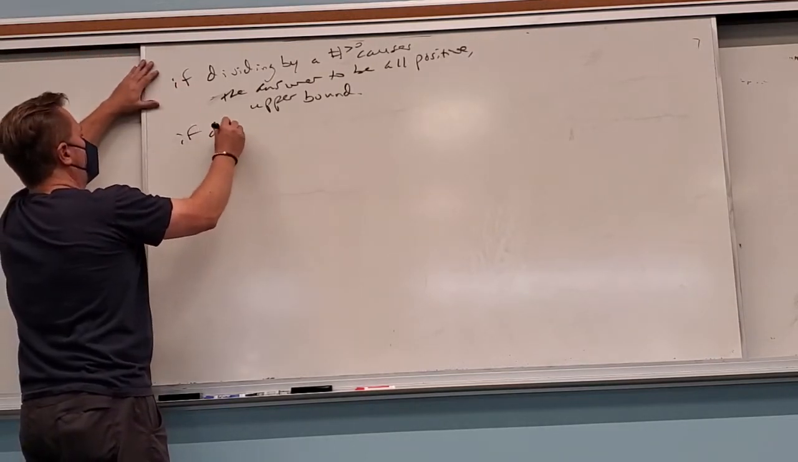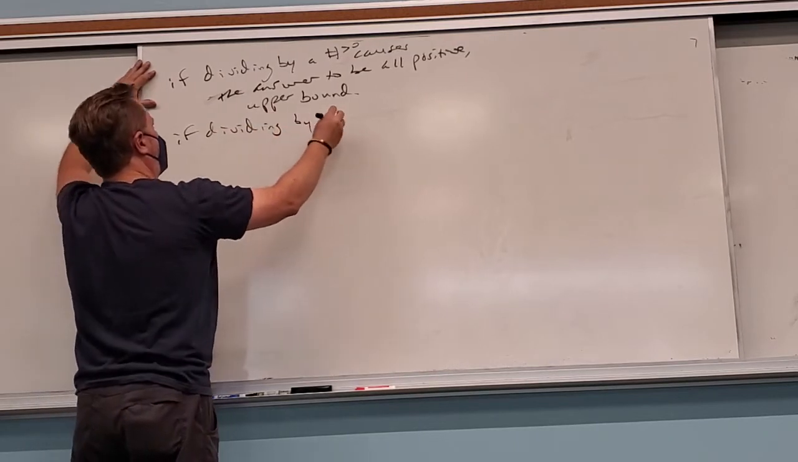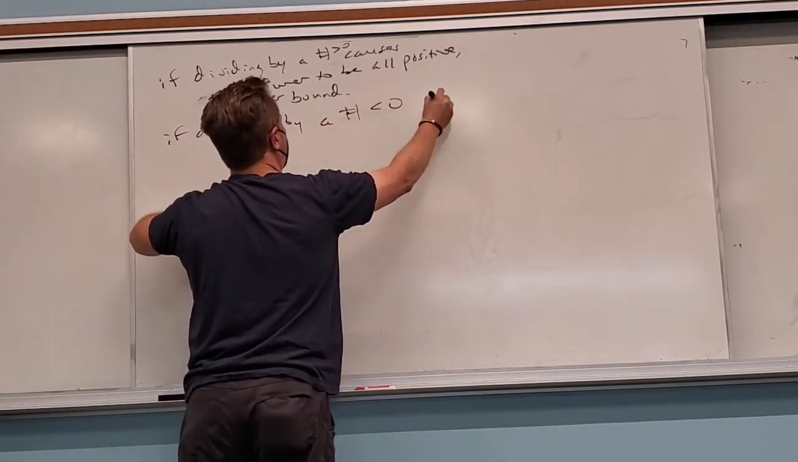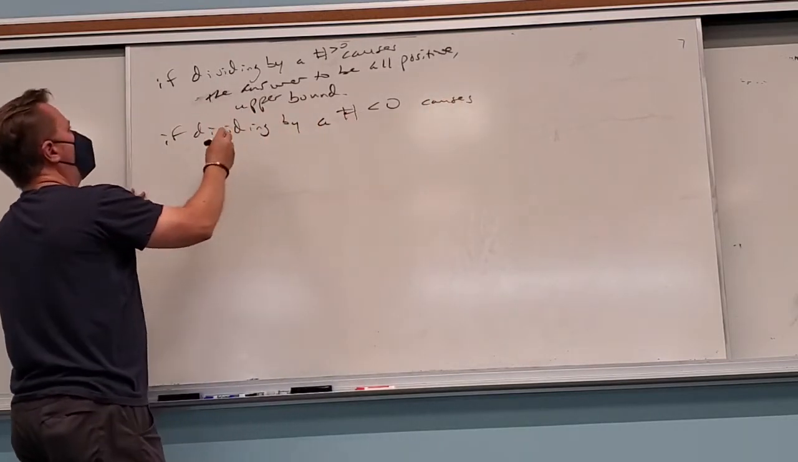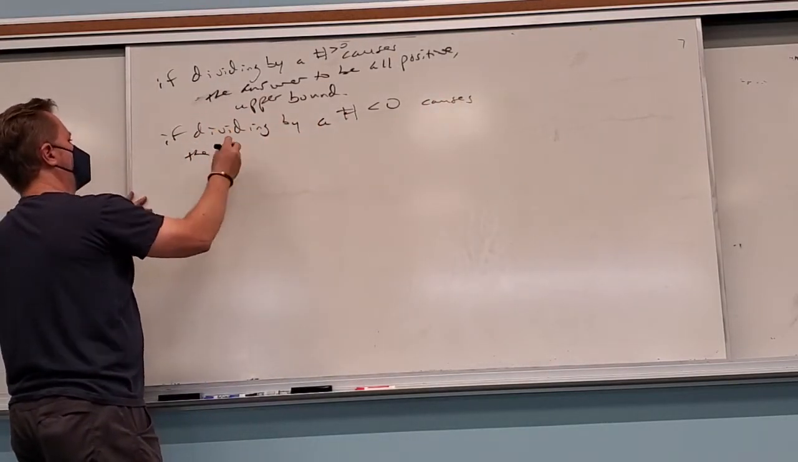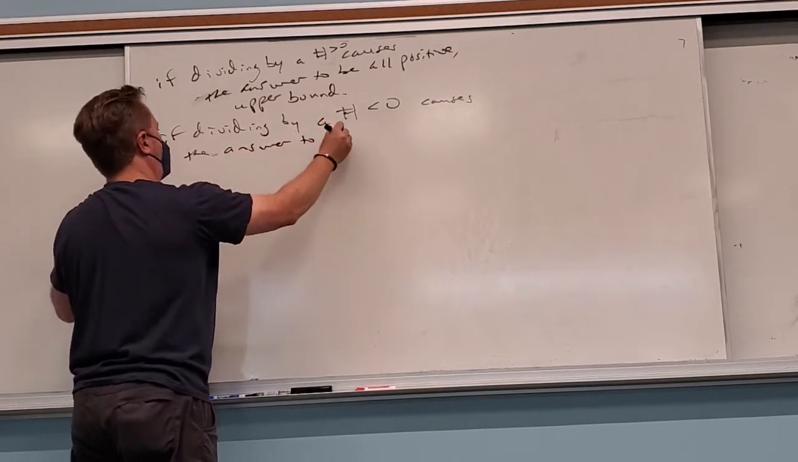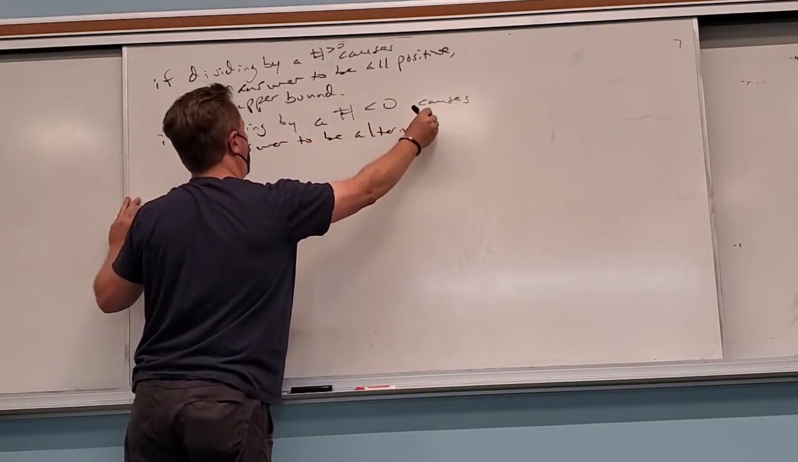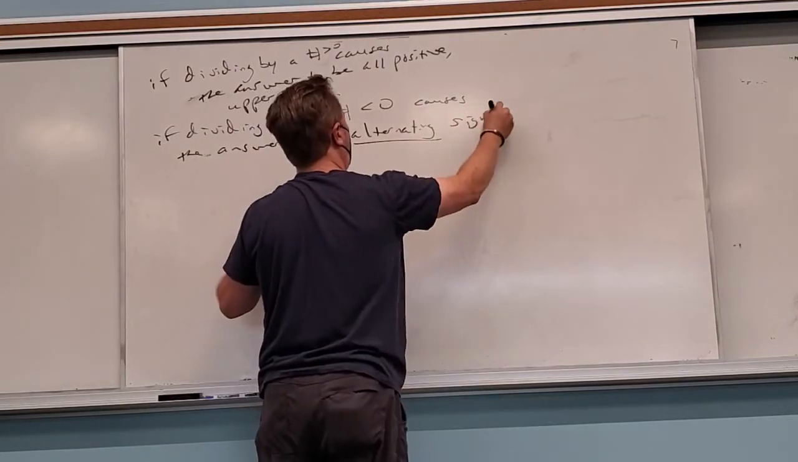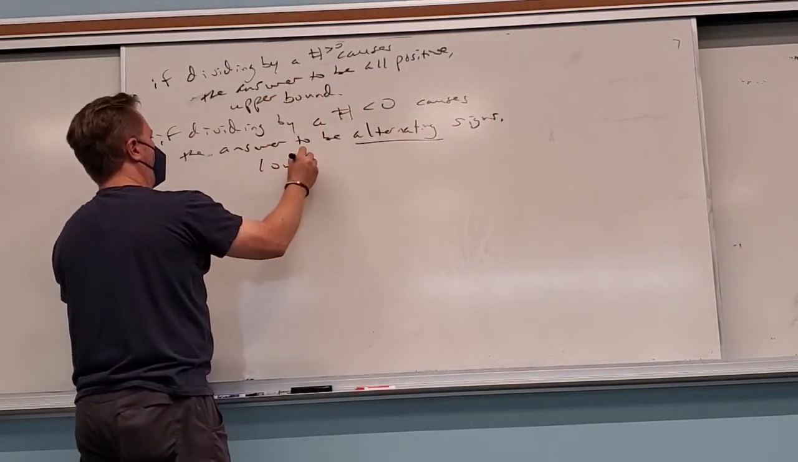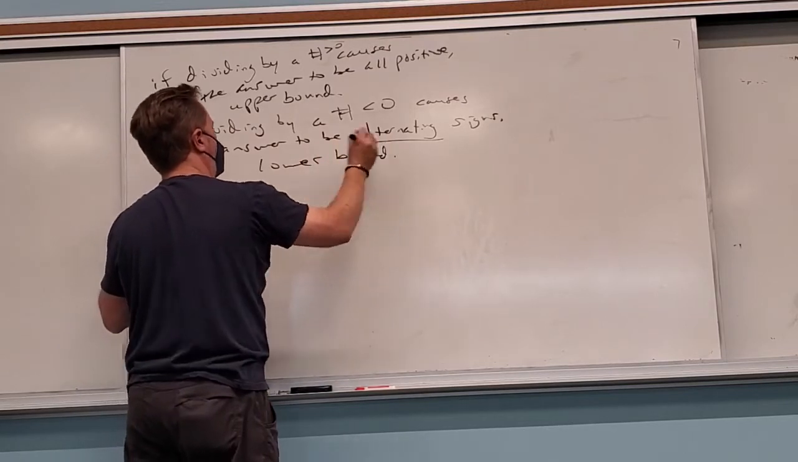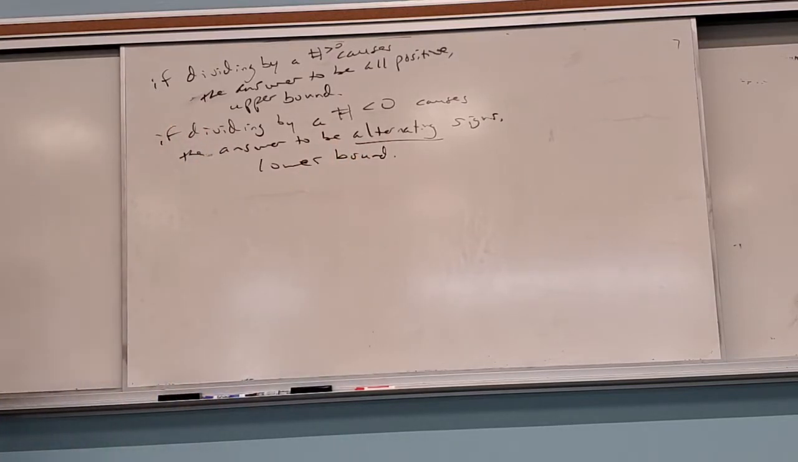If dividing by a number less than 0 causes the answer to be all alternating signs, it's a lower bound. You can throw out everything below that number. That's really useful when you have a big list. That's why normally when I have a big list, I choose some numbers in the middle, just to see if they're going to be upper or lower bounds, right?